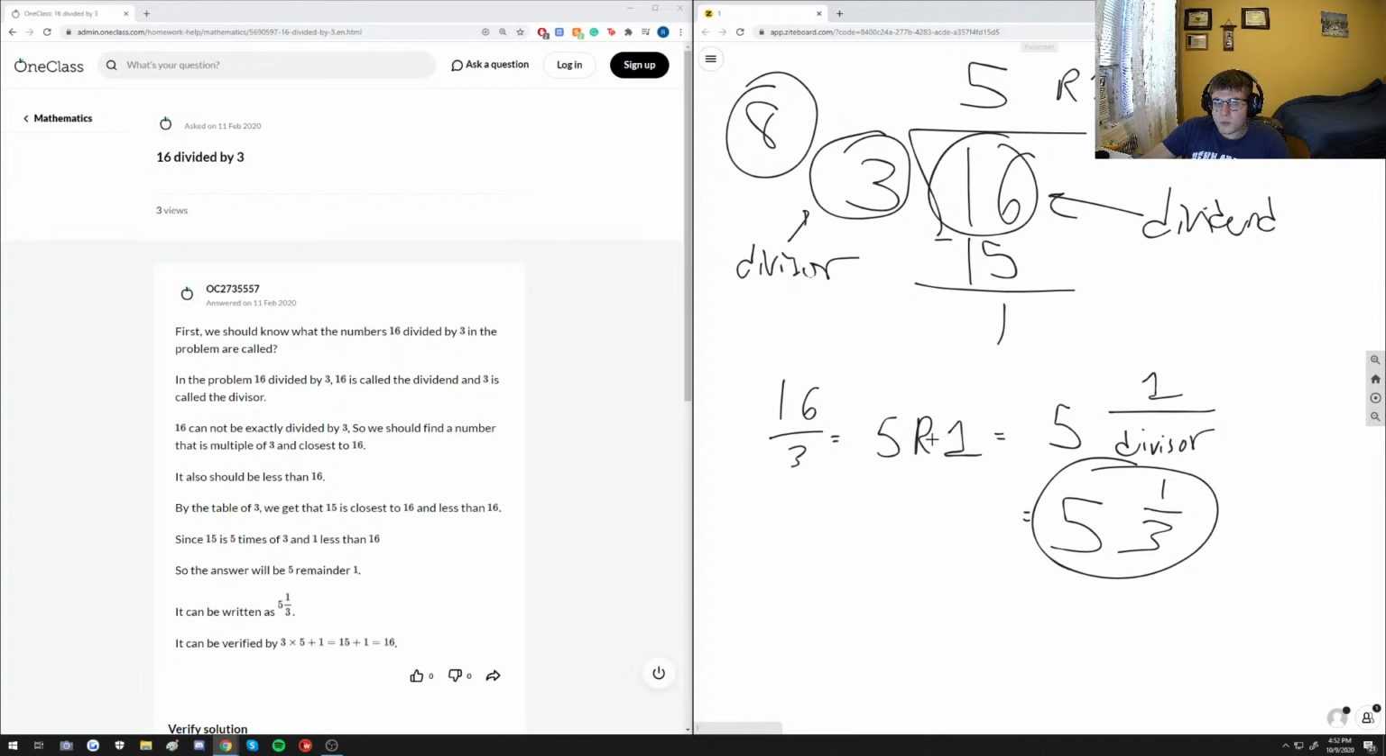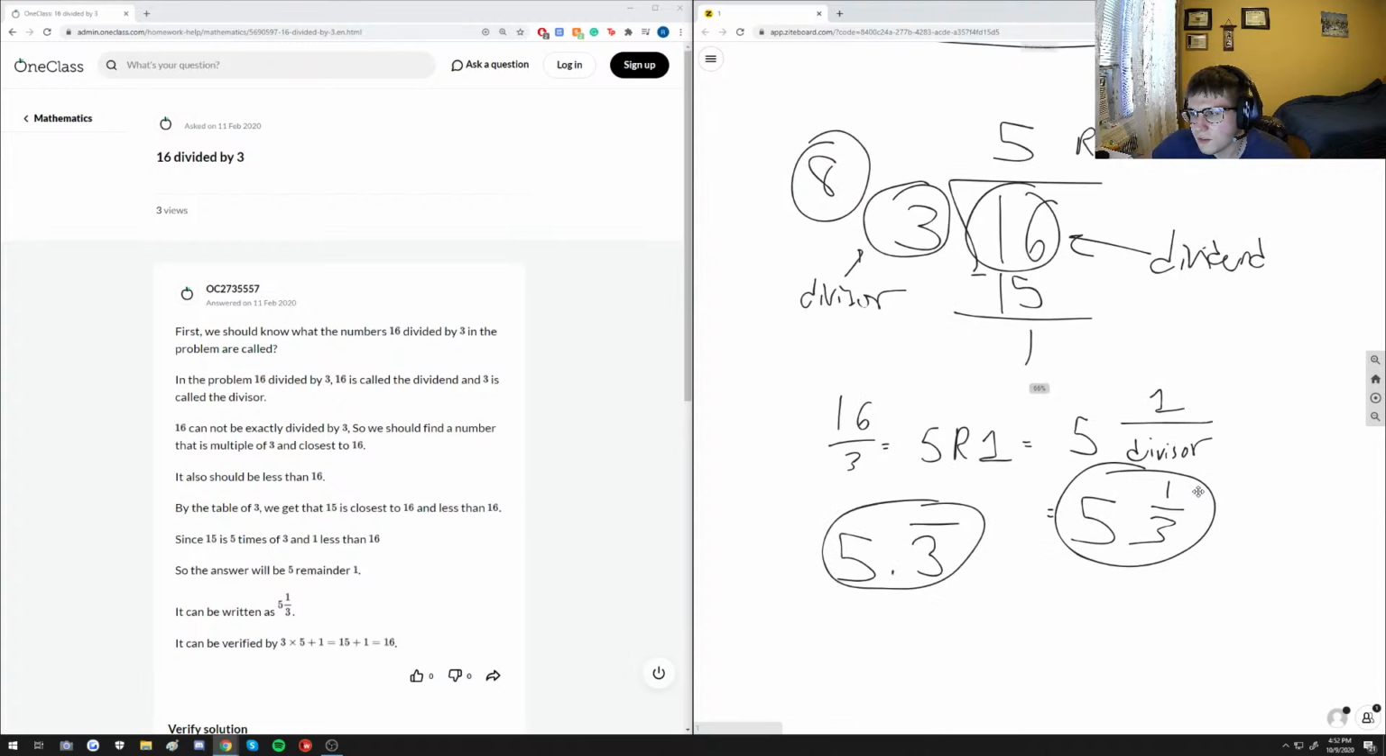With that being said, we can't write it exactly in decimal form. The way to write it in decimal form would be 5.3 bar, because if we kept carrying on this division, we would keep getting 0.3333, since we would always get a remainder of 1 whenever we carried out the division. So 5.3 bar is another way to look at this.